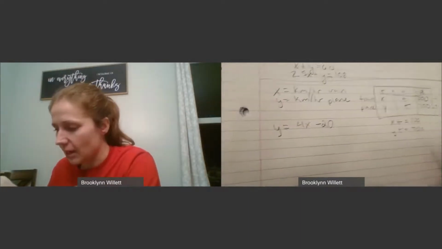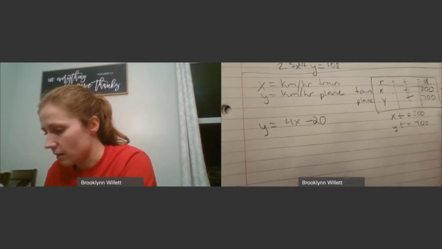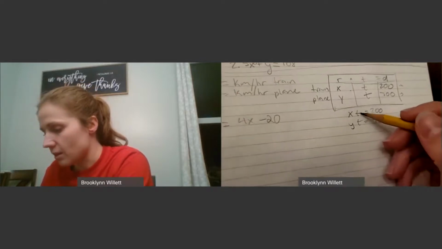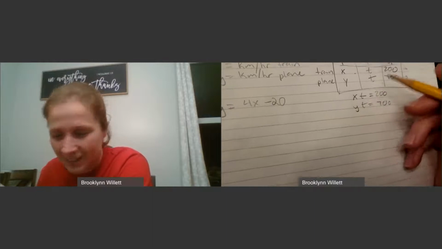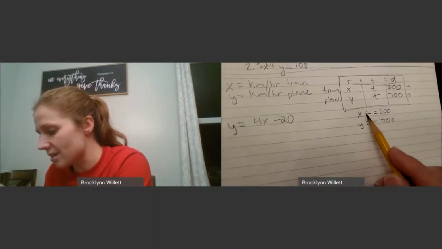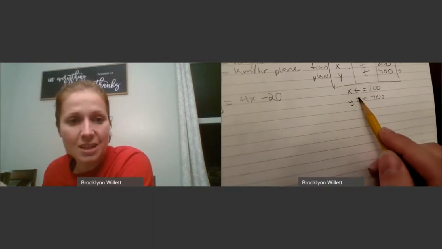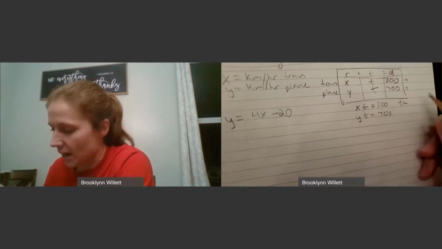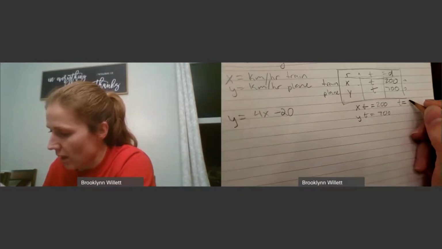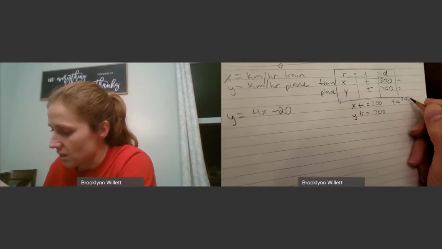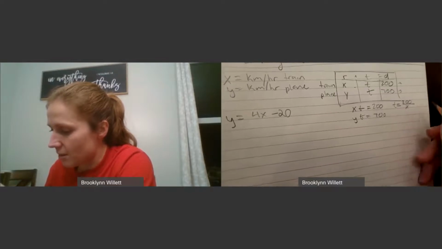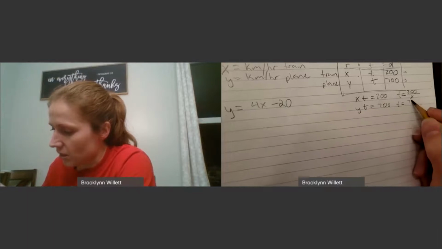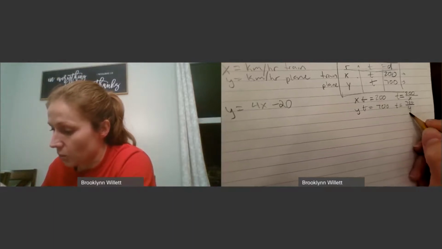Now, granted, these equations aren't very helpful because there's a third variable that we don't even care about. So since this time is the same for both of them, let's get t by itself. If I divide by x, the time traveled is going to be the distance divided by the rate.